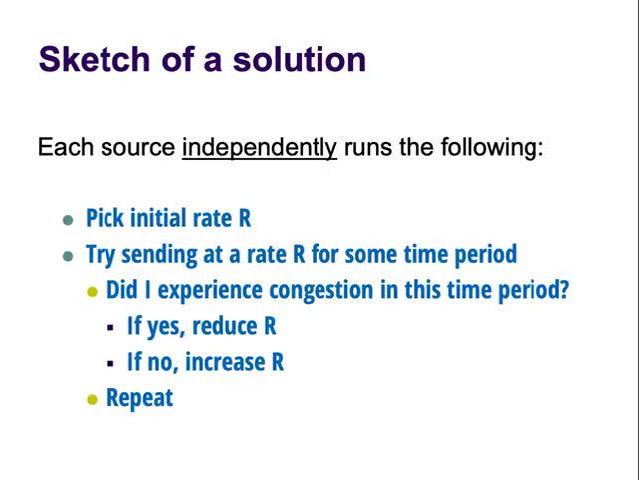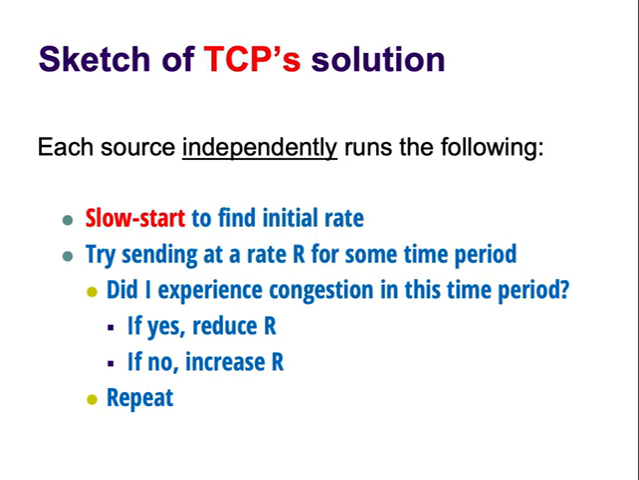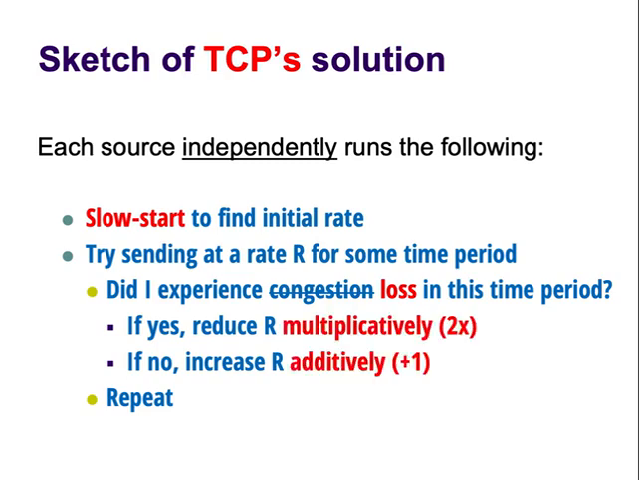Okay, so with that, we now have a fairly good sketch of a solution, right? We said that each source is going to independently run this algorithm, where you pick an initial rate, try sending at that rate, check if you had congestion, and then adjust. Right? What we now know, and this is a sketch of TCP's solution, is that the way in which you pick that initial rate is based on slow start. You pick a small value and you exponentially increase it until you see loss. And we also know that the way you decide whether you experienced congestion is whether you had loss during that time interval. Okay. And we now know that the way you reduce your rate is you multiplicatively decrease by some factor. In TCP's implementation, that's 2x.